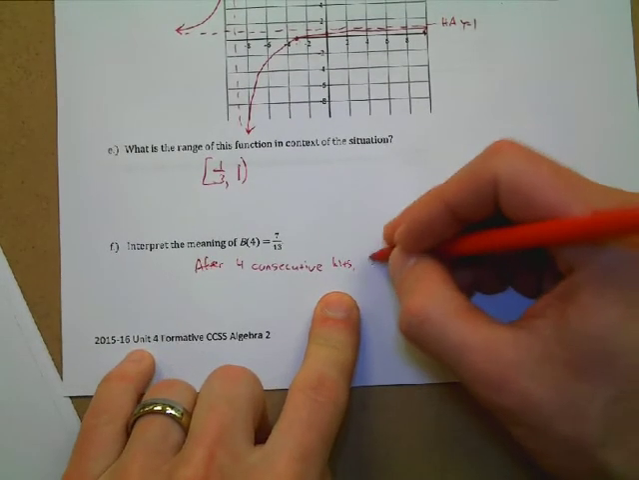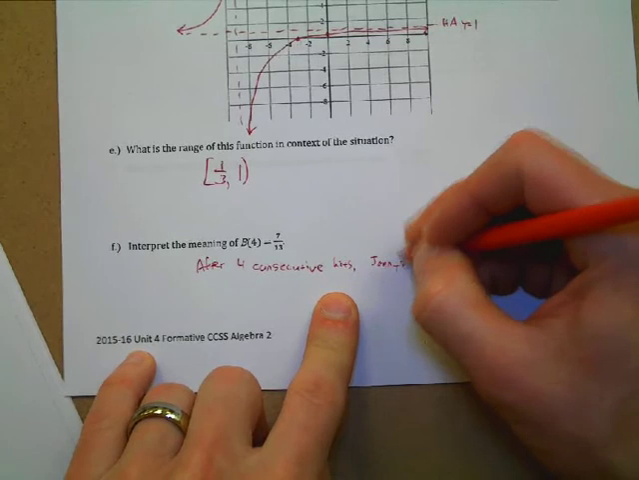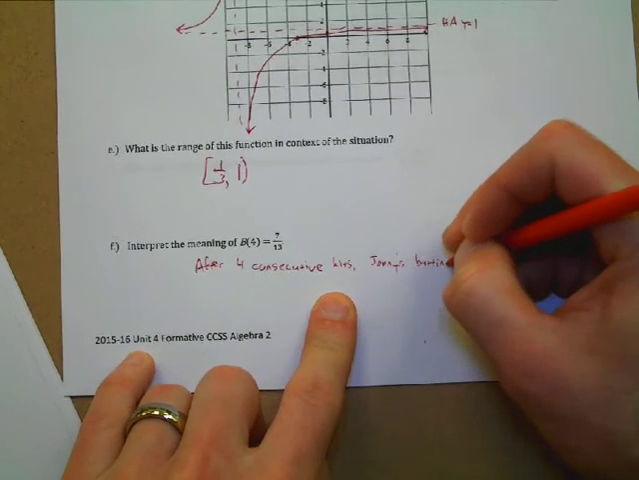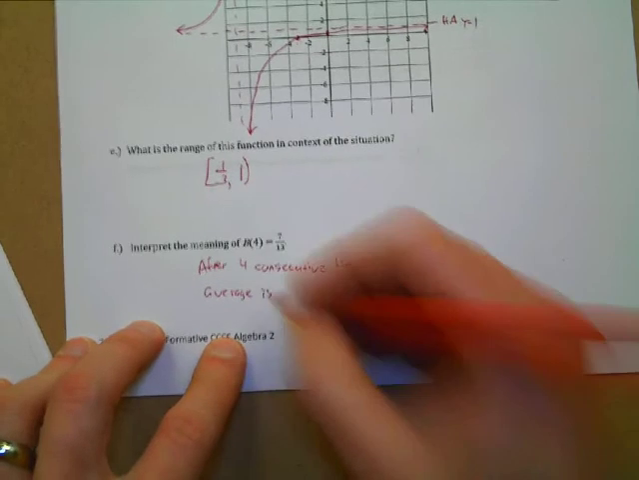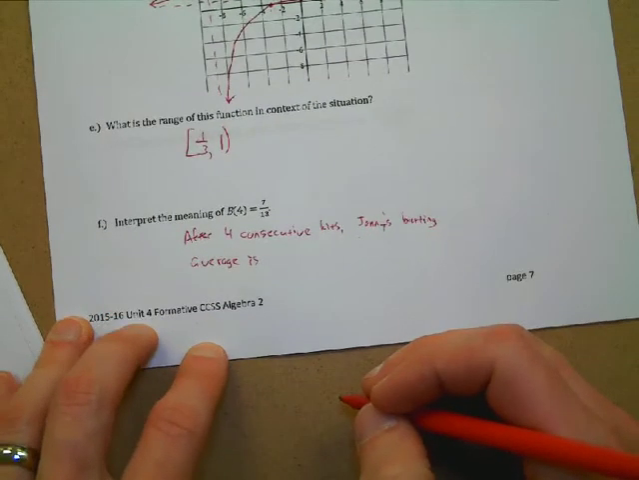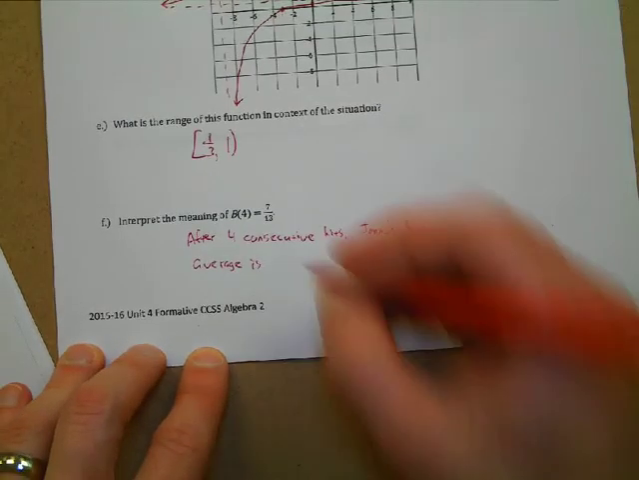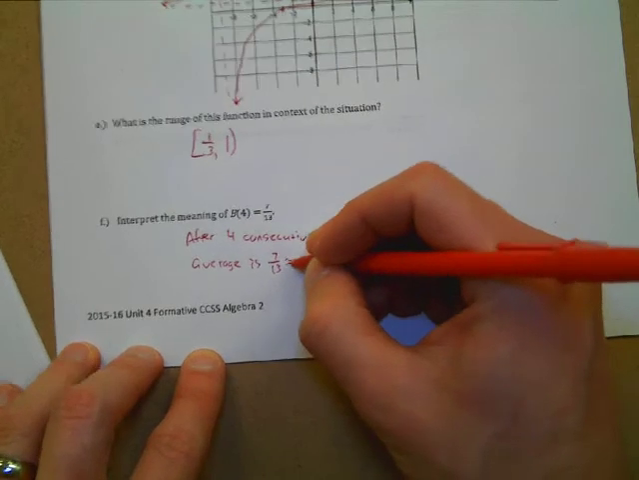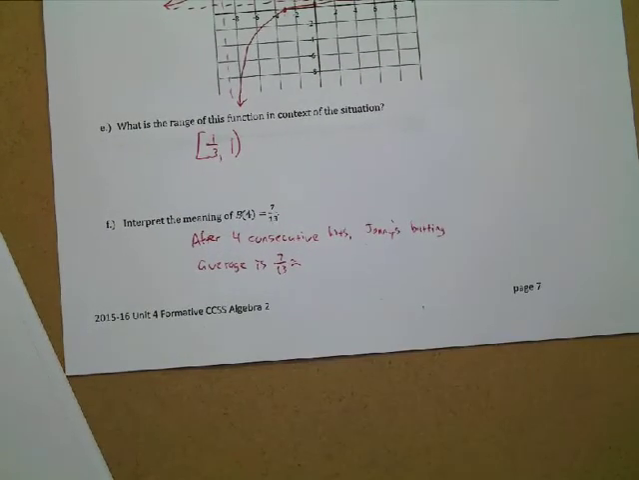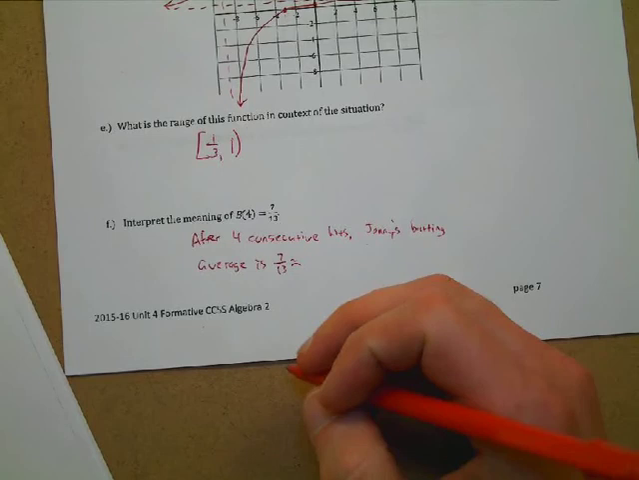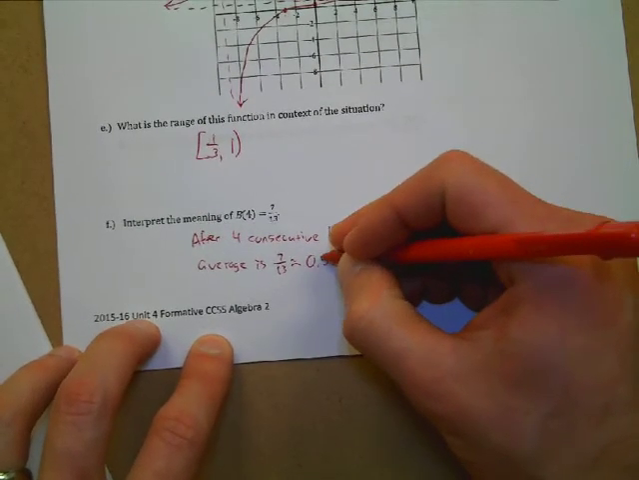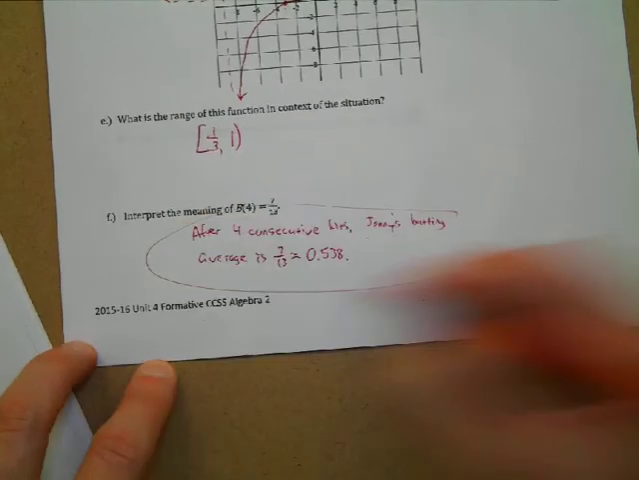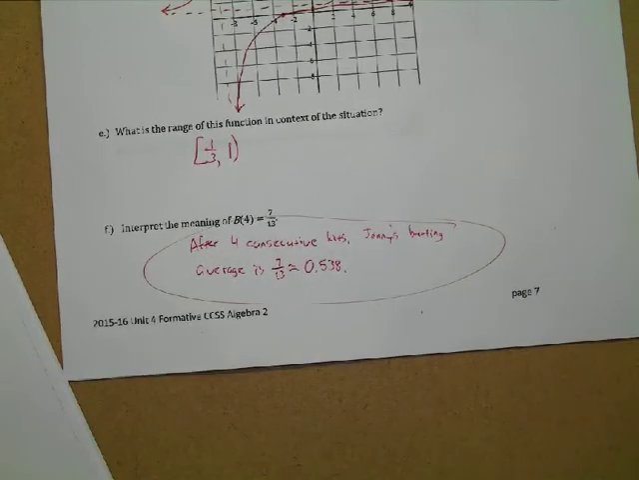Johnny's batting average will be what? 7/13. Okay, which if you want to put it as a decimal, because that's the more traditional way, is 0.538. Normally the batting average is 3 decimals, right? So there you go. Questions on any of that?